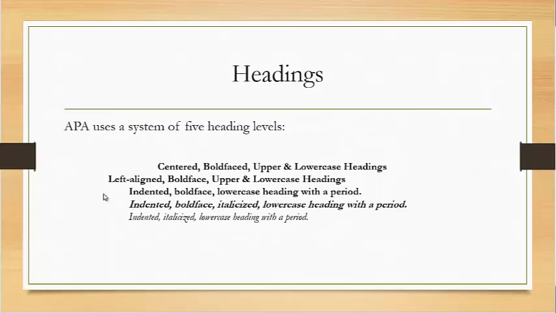Okay. Let's move on to headings. There are 5 different levels of headings used in APA paper. These headings are, again, headings you would put in the body of your paper. The first heading is centered, bold-faced, and upper and lowercase headings. The second level of heading is left-aligned, bold-faced, upper and lowercase headings. When I say upper and lowercase headings, that means you'll want every letter of the first word to be in uppercase, followed by lowercase for the rest of the letters in that word.